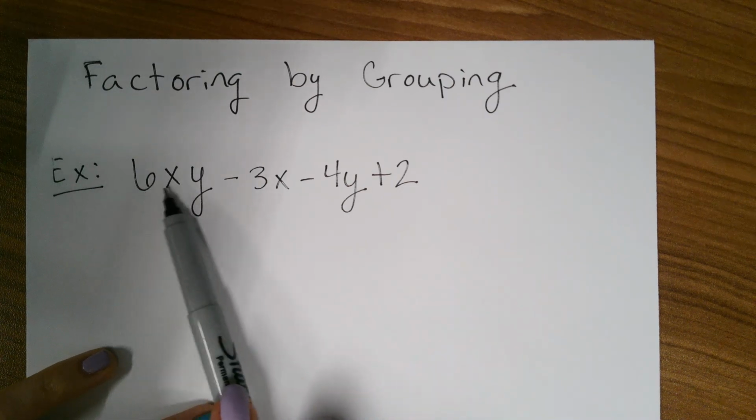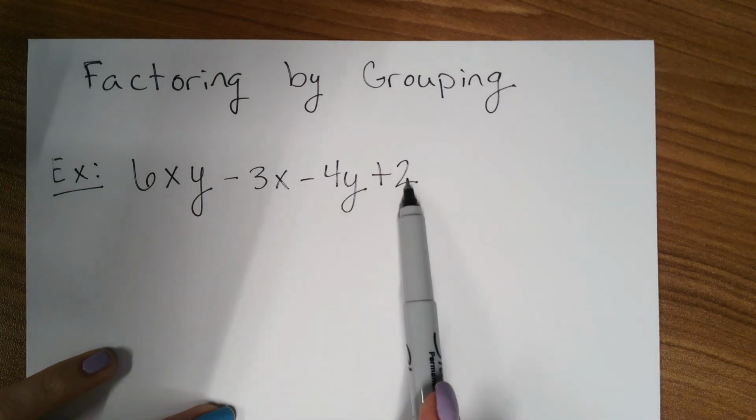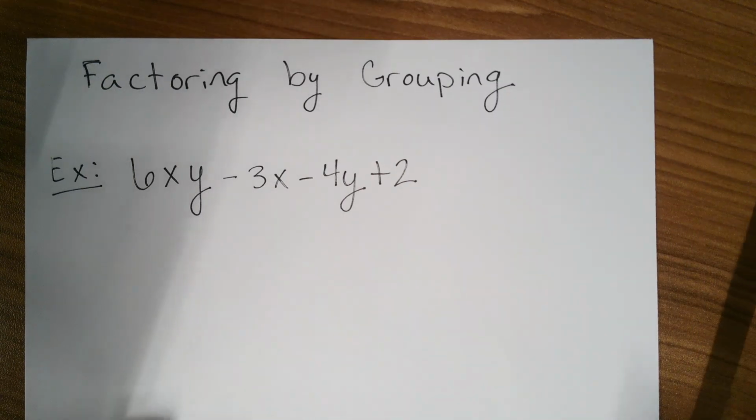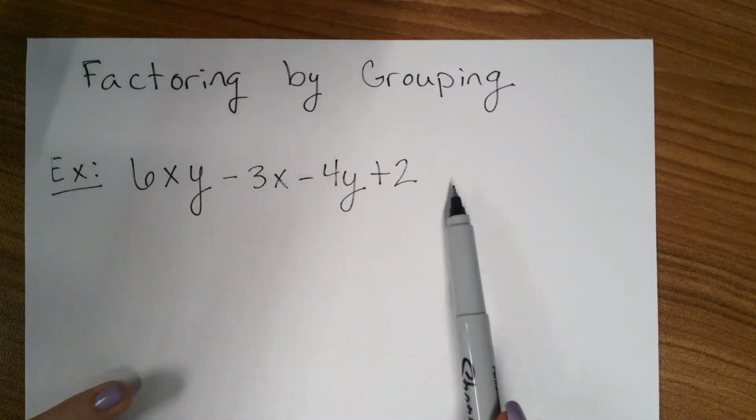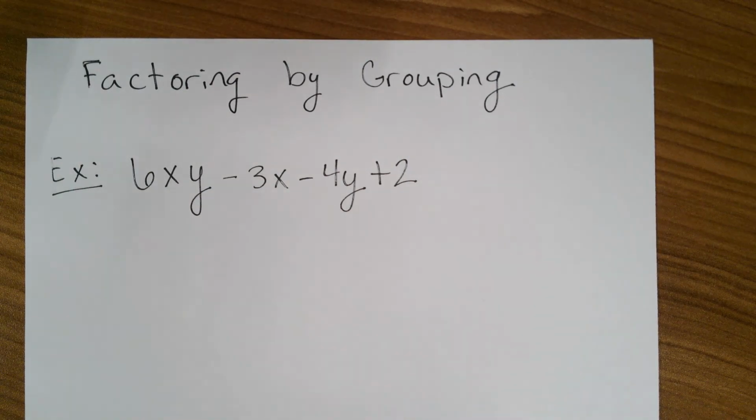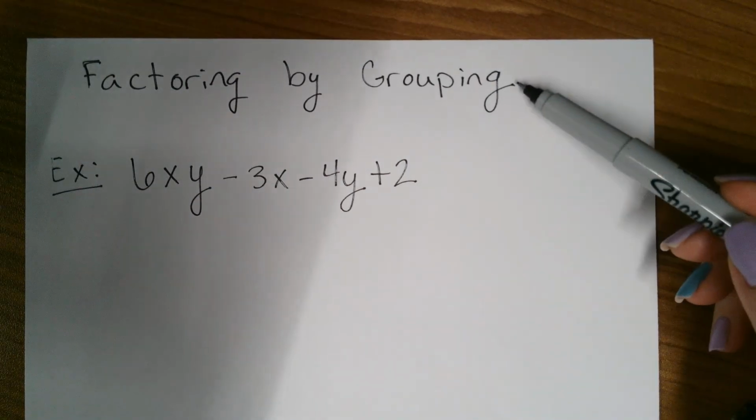I have coefficients of 6, 3, 4, and 2. They're not all divisible by the same value except for 1. Not everything has an X, not everything has a Y, so there's no overall GCF. So I'm going to jump right into grouping.